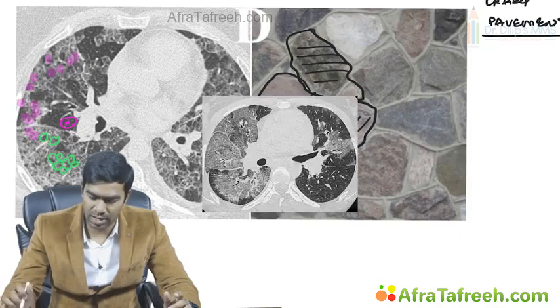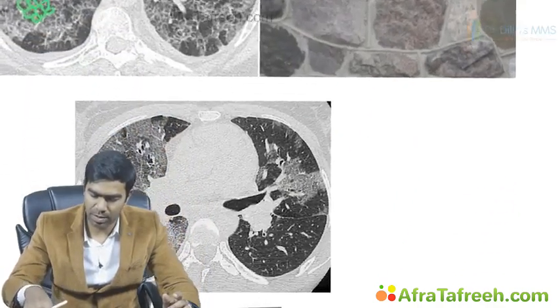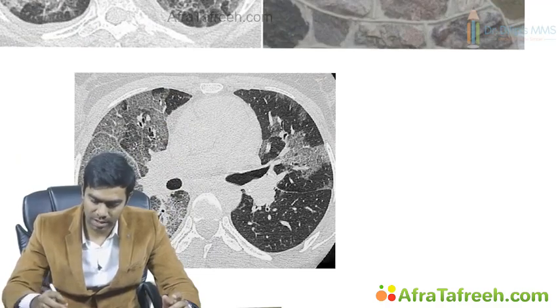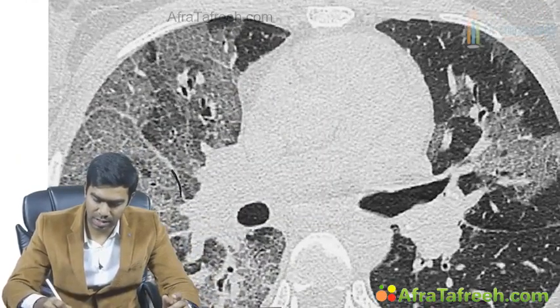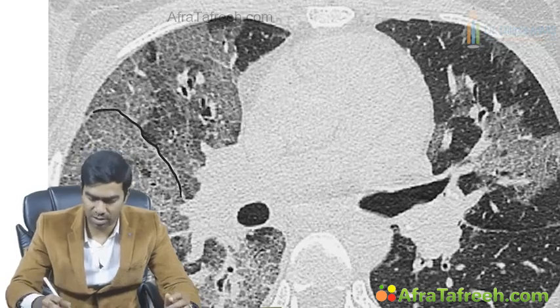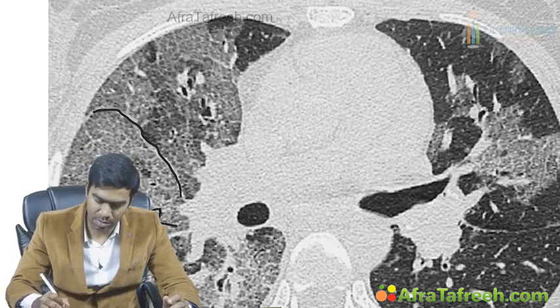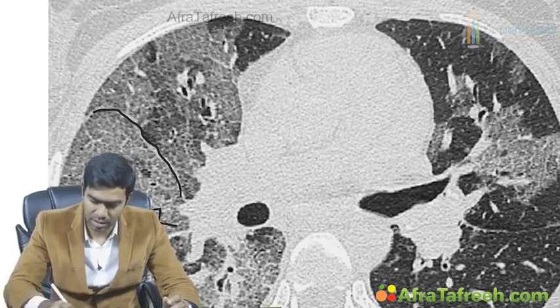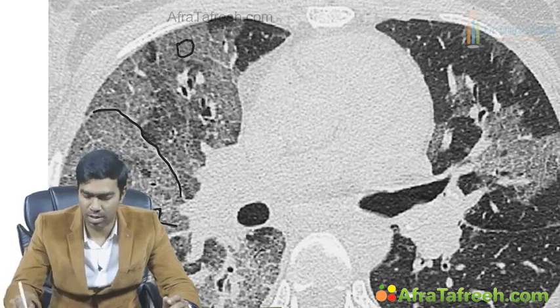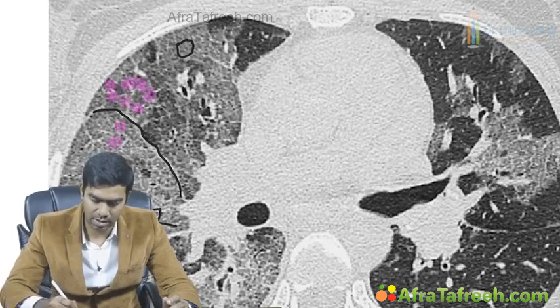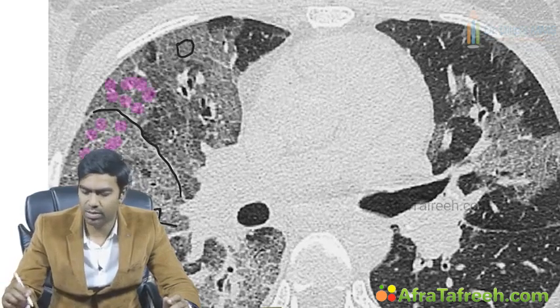This is another example of a crazy pavement appearance. What you can see is very simple. Again, you can see the interstitium is very prominent. In all the areas, the interstitium is extremely prominent, and you are seeing a lot of areas with ground glassing. These are all ground glass appearance.